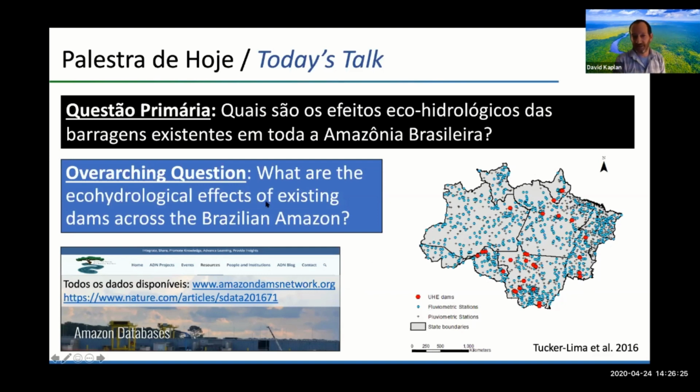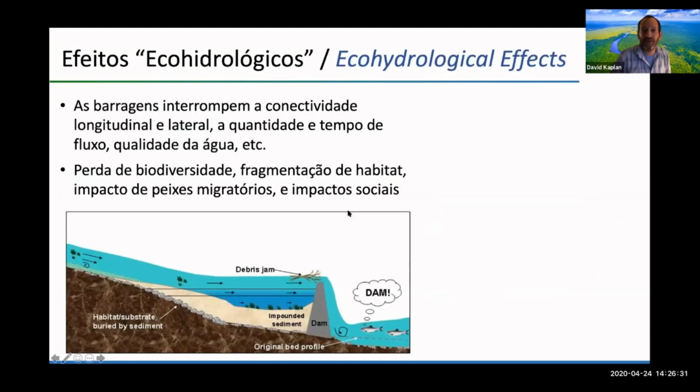So this question, what about eco-hydrology? What are the eco-hydrologic effects? I know we have a lot of people who might understand this term, and others coming from different disciplines. So when I talk about eco-hydrologic effects, we think about two major ways that dams disrupt aquatic ecology. The first way is longitudinal, or upstream to downstream disconnection. This would be important for things like, of course, fish passage, and sediment and nutrient transport.